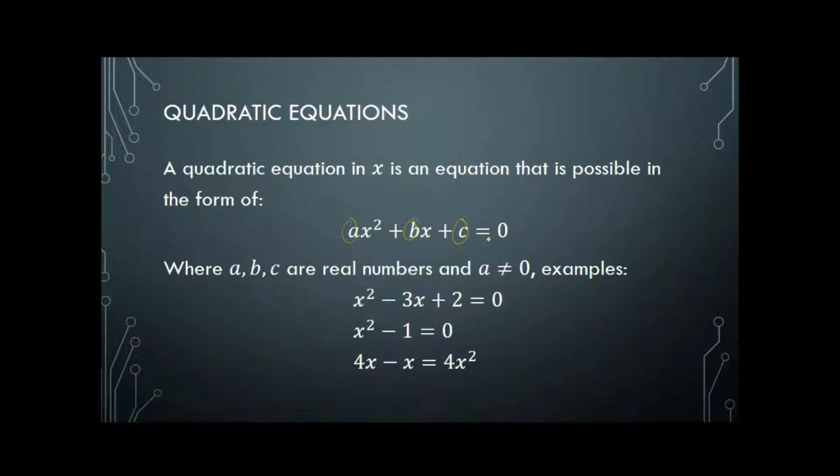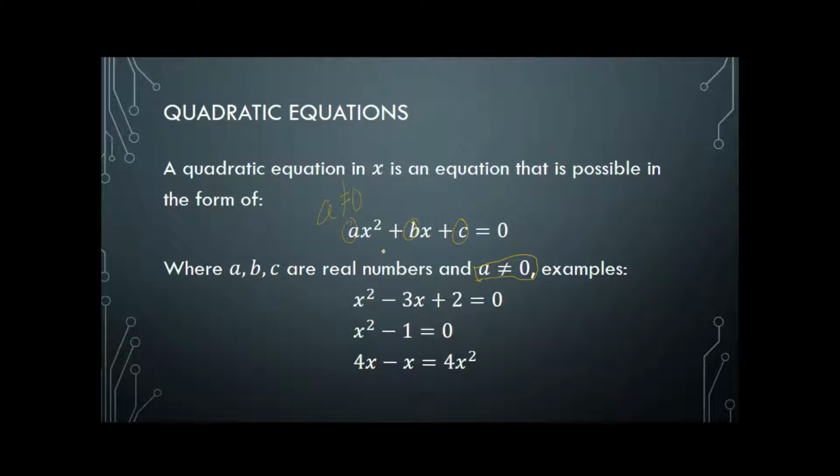They are numbers. They are real numbers, and make sure that a cannot be 0. So it means that this a is not supposed to be 0. Then how about b and c? b and c can be 0.